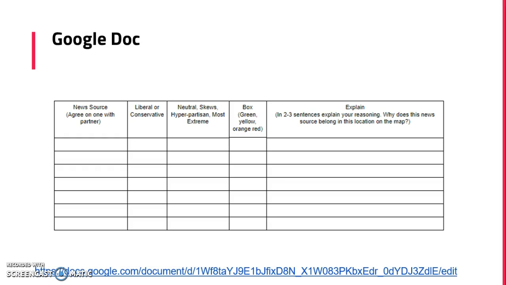This is where I'm a little worried. Instead of having the actual map and then they're putting their news on it, I have it in a chart because I thought that the map would be a little too cluttered that way. So they're going to have to actually write it down. And then they also need that 2 to 3 sentence justification for where they're putting it. That's really where the meat of this activity is.